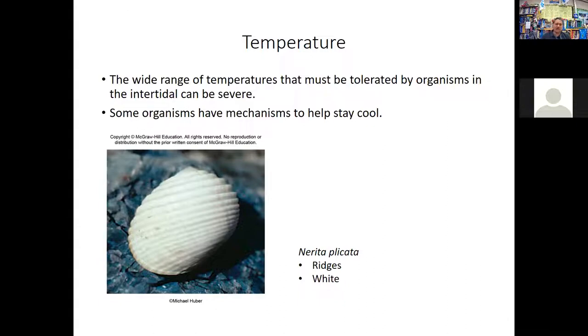And so these intertidal organisms have to have certain mechanisms to stay cool. For example, here is a Nerita plicata, which is a type of snail, and you can see that it is white, which reflects the sunlight, and then you have ridges, which act as surfaces where you could have some water evaporation, and that evaporative cooling will help that organism stay cool.